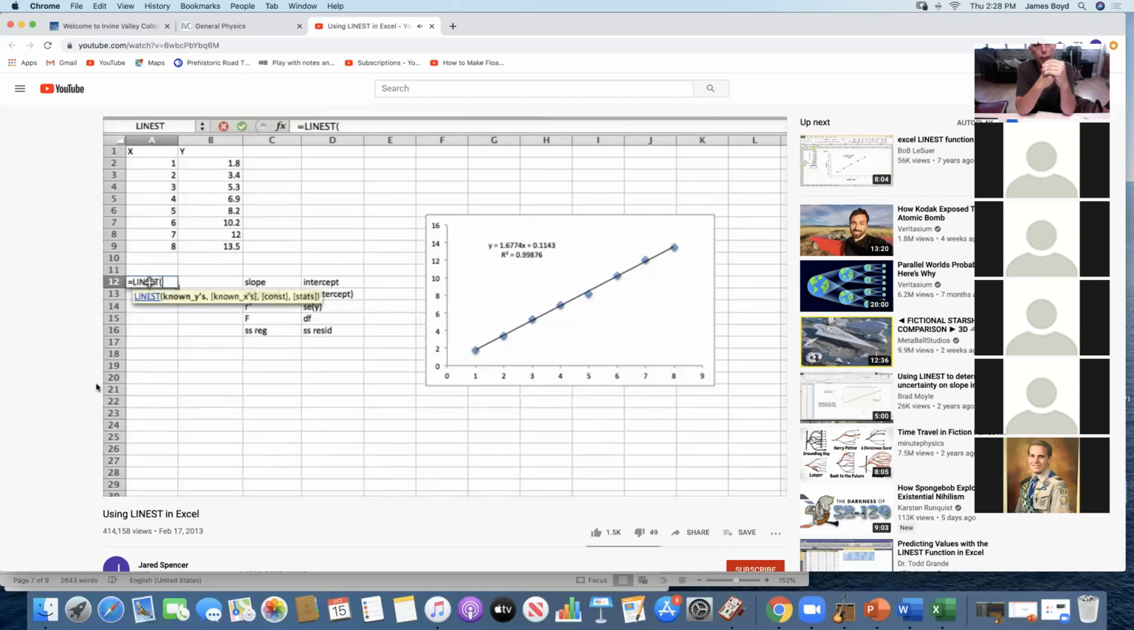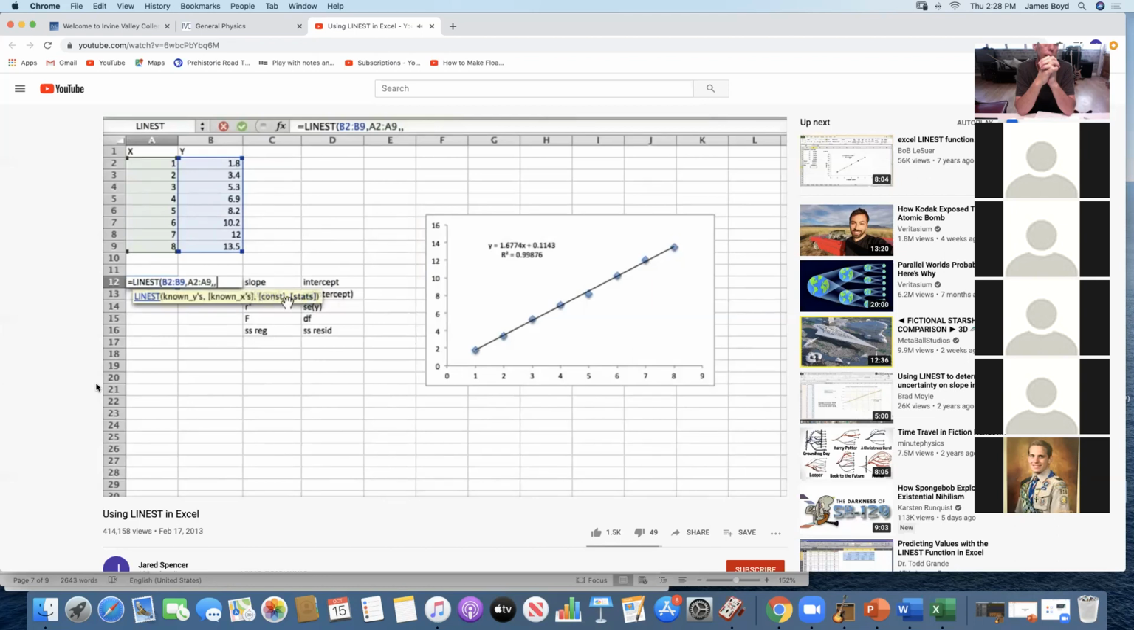LINEST, parentheses open, okay, and this opens the function for us to start dealing with. And here are the things that have to go into this function. The first thing is the y values. So I'm simply going to select those and hit a comma to move to the next thing, which are the x values. This third thing is the constant. And basically, this is a parameter for setting your intercept equal to 0. We don't want to do that. We want to let the data decide where the intercept is going to be. So I'm going to leave that alone. And basically, I'll just put another comma in, leaving it blank in the formula. And that will set it to what it needs to be set to.